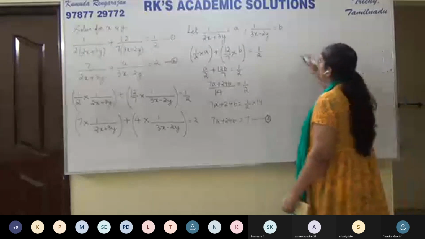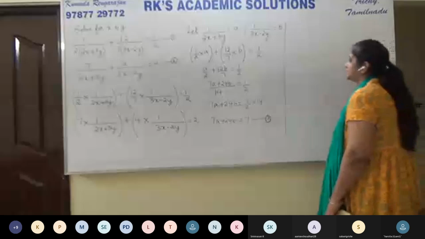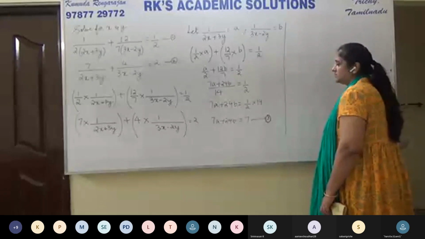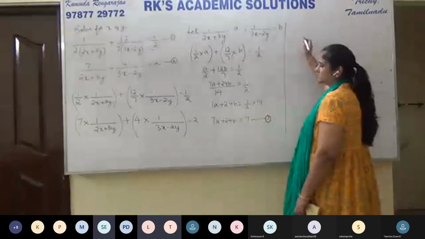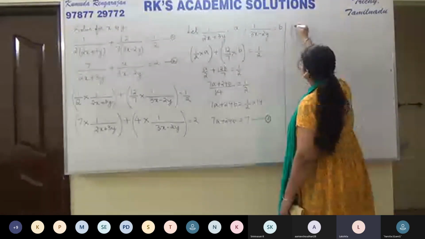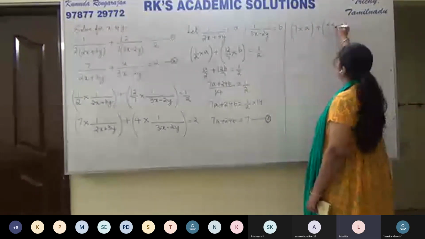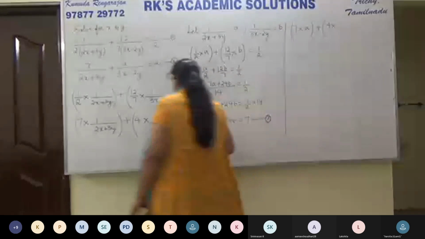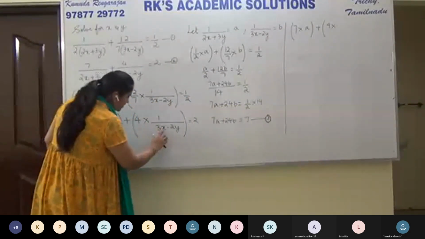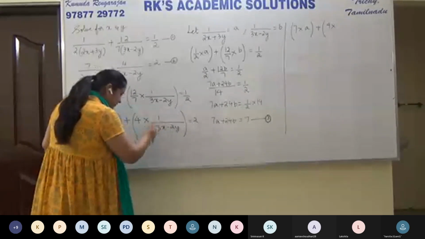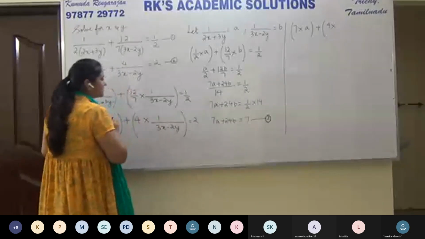Children, now tell me next, what should I write? 7 into 7 into A plus 4 into B. Children, see the confusion. Suddenly you will see it is 1 by B. It's not 1 by B. We have not called 3x minus 2y as B. This full thing, 1 by 3x minus 2y, is B. So take it away and write B there.